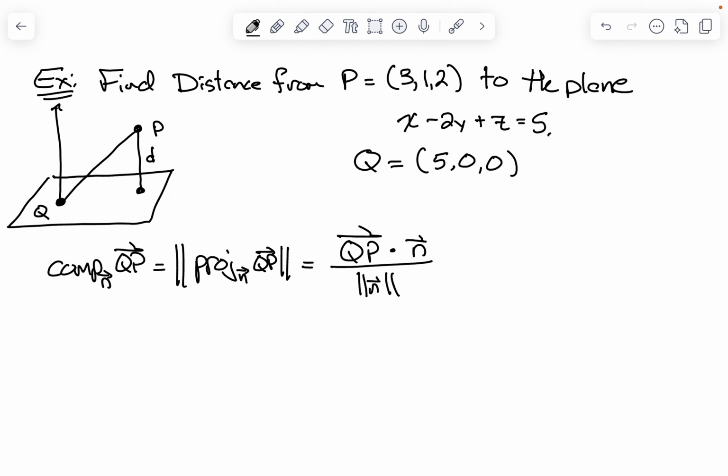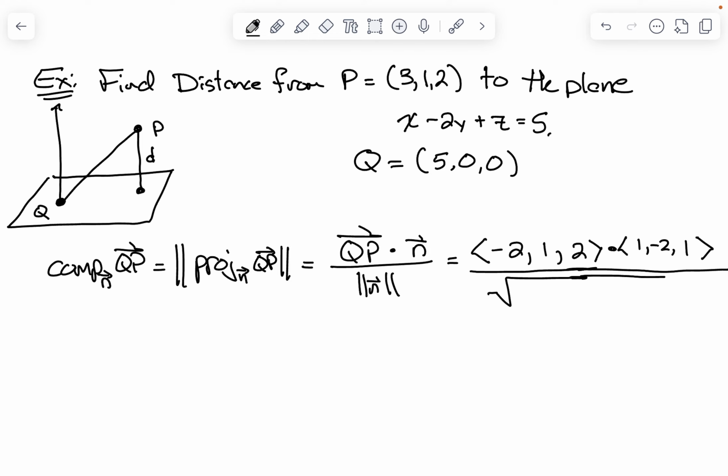All right, so QP, we can work out what that is. QP is going to be P minus Q, so that's going to be 3 minus 5 is negative 2, 1 minus 0, and then 2 minus 0. So I get negative 2, 1, 2, dotted with N. Now, N is the normal vector to the plane, which we can pull from here. So N is just 1, negative 2, 1. All of this is divided by the size of N.